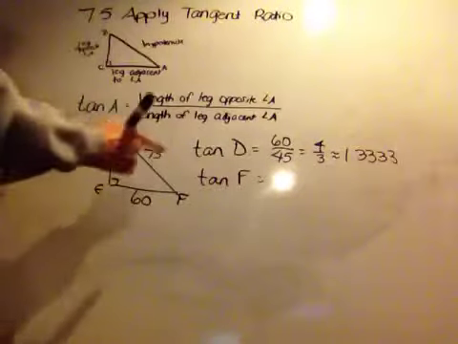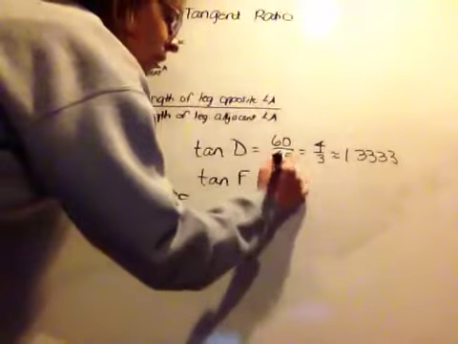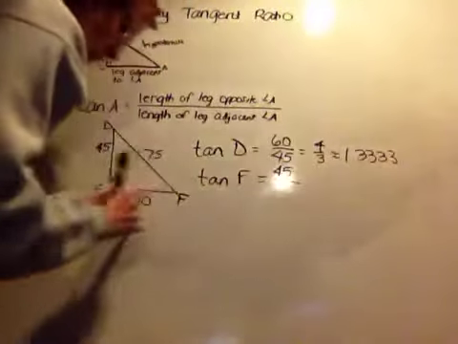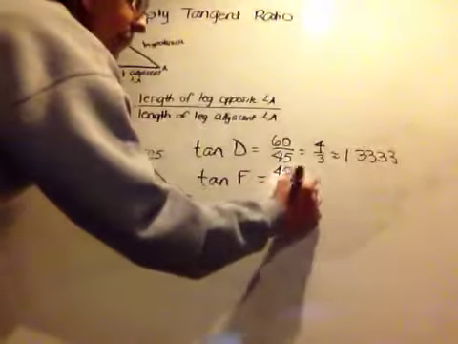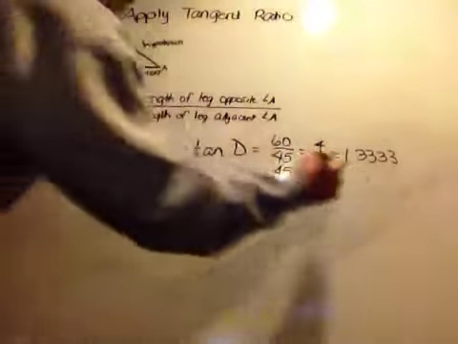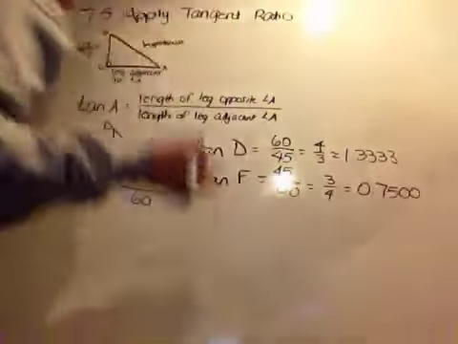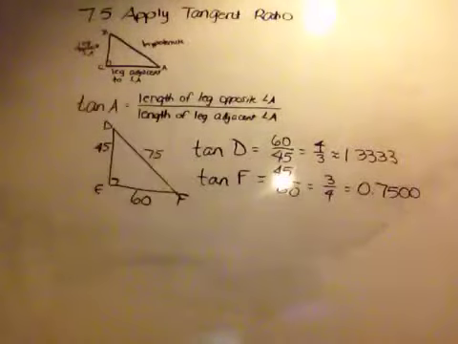Tangent of F, again, we're going to do the same thing, but this time the opposite side is 45. And our adjacent side is 60. This simplifies to 3/4, and as a decimal to 4 places, it's 0.7500 because it just ends up being 0.75. So we'll put the 2 zeros, so we got 4 places.